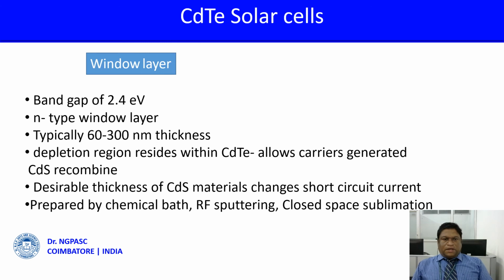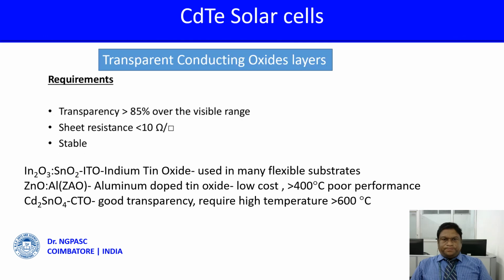So you can make a desirable thickness of cadmium sulfide material, and that changes the short circuit current. This is very important, to grow the cadmium sulfide thickness, which varies the short circuit current. And it can be prepared by chemical bath, RF sputtering, and closed space sublimation. So these are all the techniques of cadmium sulfide material growth.